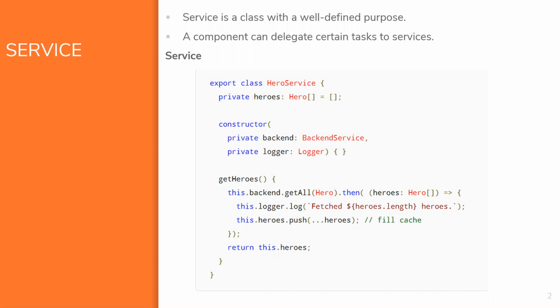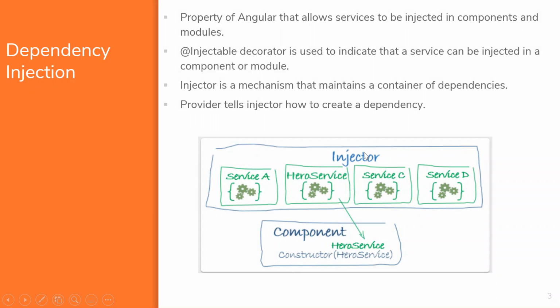We also learned that since we are using two other services inside a service, we can use another service inside a service. So it can go like that. Even the backend service will be using HTTP. So dependencies keep on going. Dependency injection. Right now we saw what a service is. Components and modules add services as a dependency. How to inject that dependency into those components and modules is what we are going to see. Dependency injection is nothing but a property of Angular that allows services to be injected in components and modules.